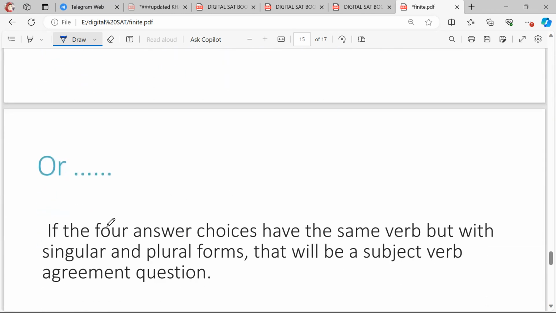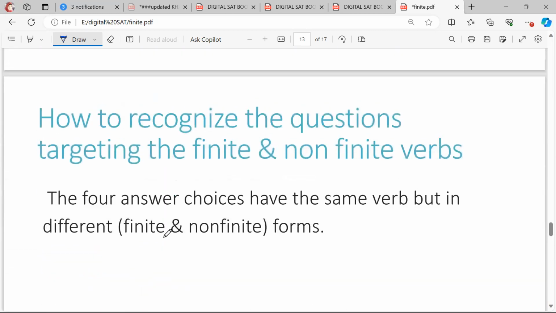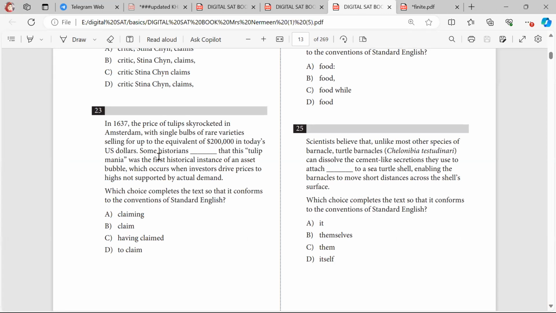Or if the four answer choices have the same verb, but with singular and plural forms, that will be a subject-verb agreement question and not finite versus non-finite forms. Let's have a look at some examples from the digital SAT. Look at number 23.